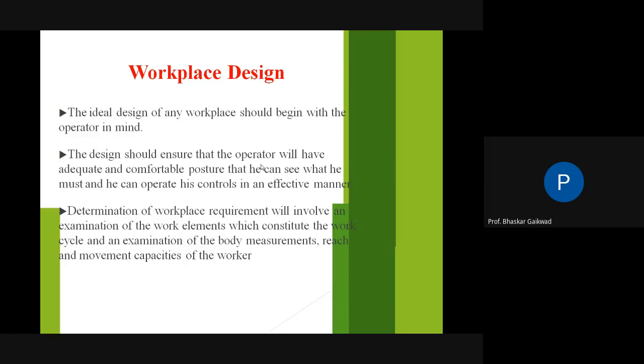The second, determination of workplace requirements, will involve the examination of the work elements which constitute the work cycle, examination of body measurements, reach and movement, and the capacity of the workplace. So here is the need to study body movement and working capacity. This is also very important in workplace design.